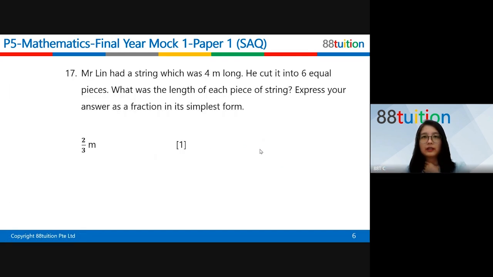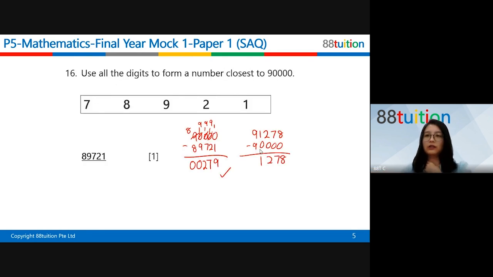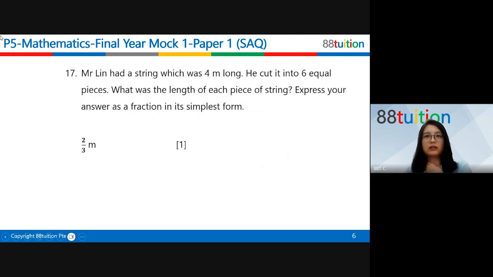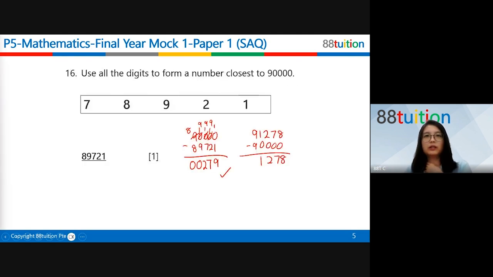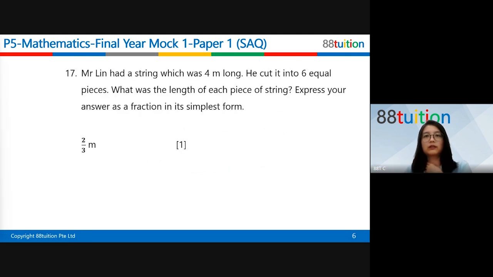Next. Why is my screen a bit weird? Wait, you are able to see the next question, right? A bit weird. My face is not moving. Okay, never mind. We just do. Okay.